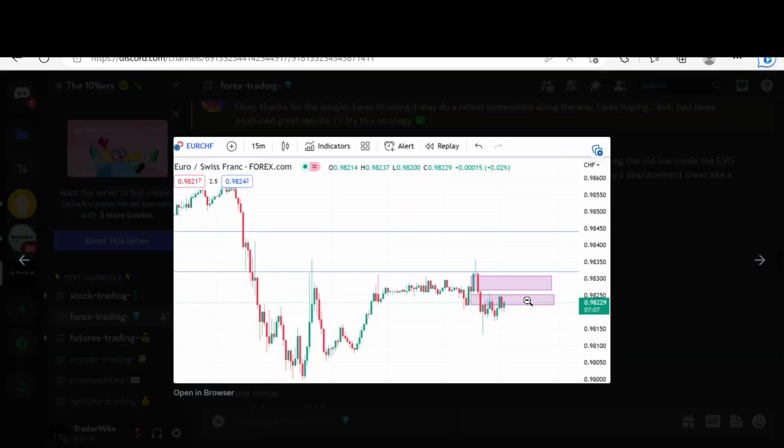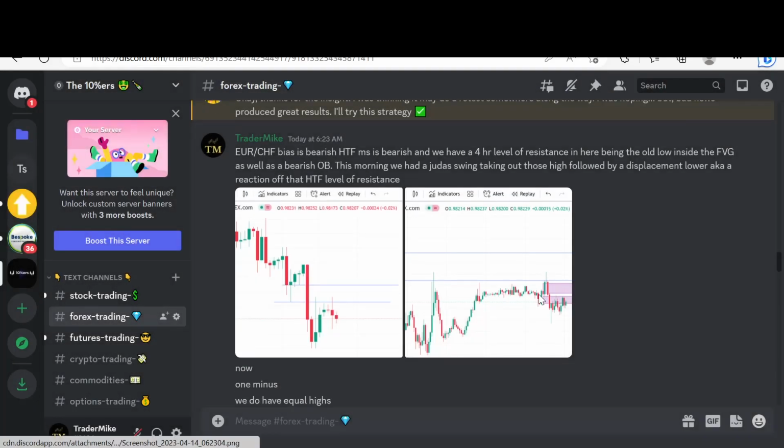So when I say a displacement lower, a reaction off that higher time frame level, this right here, if you look at where my mouse is moving, that's what I'm referring to. See how it popped up right there? It took that liquidity. It popped up, it took that liquidity, and boom, displacement. All right, so you guys always know when I say I want confirmation, I want that lower time frame confirmation, that's what I'm referring to. The fair value gap confirmation off of our higher time frame level. Okay, so we had that.